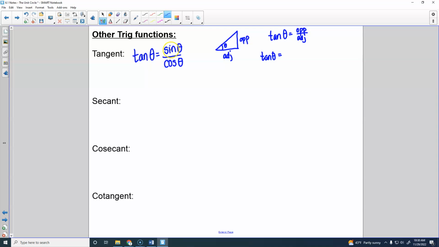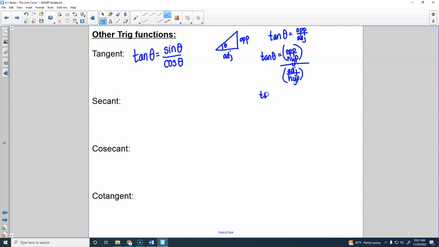So if I think about what I've got here, tangent of theta equals sine. What is sine? Opposite over hypotenuse, right? I could replace sine with opposite over hypotenuse. And then cosine, what is it? Adjacent over hypotenuse. That is a complex fraction. I do not like those. How do I deal with complex fractions? Dividing fractions, easy as pie. Flip the second and multiply.